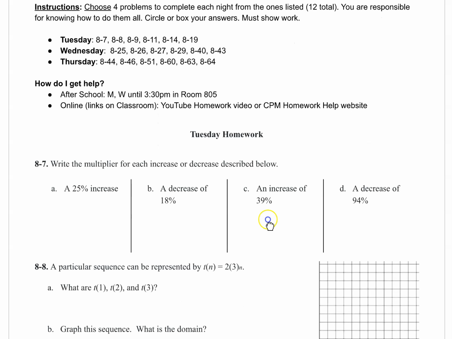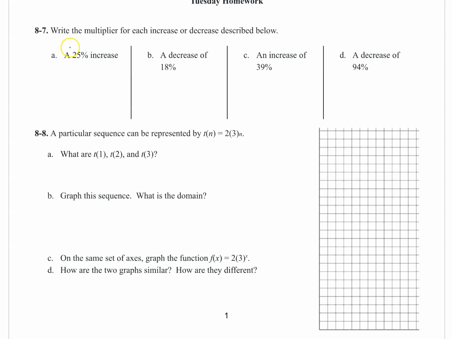Chapter 8, Homework 1, 8-7. Write the multiplier for each increase or decrease described below. Remember to start at 100%.